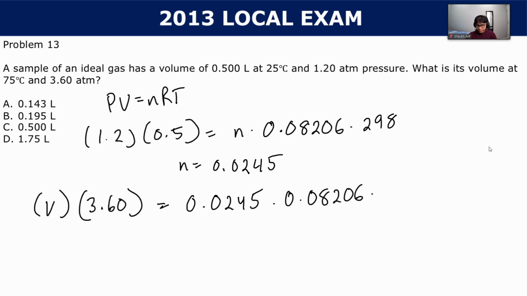And then R is going to be 0.08206. Temperature is going to be 75 plus 273, which is 348. So now if we just take all these values and dump them into a calculator, which I'm going to do right now, 0.08206 times 348 divided by 3.6, you're going to get that volume is 0.195. And that is answer choice B. And we are correct. So again, just using PV equals nRT to find the number of moles, and then taking that and applying it to the next set of conditions.